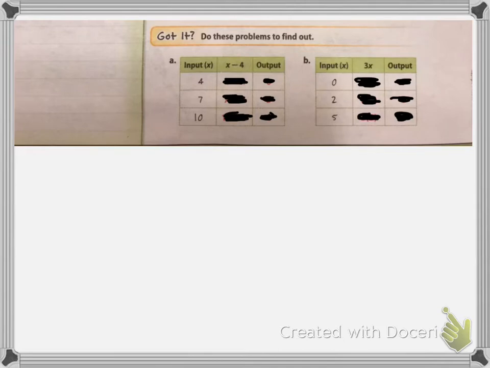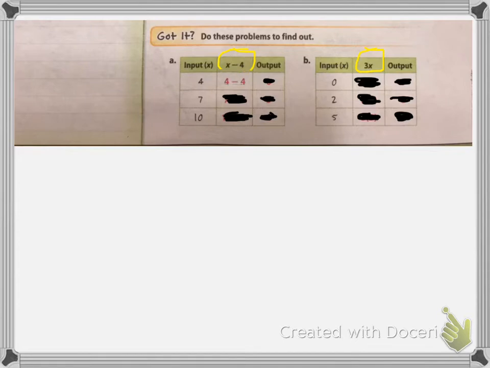The first thing when you're looking at these tables is you want to make sure that you identify the function rule. For the first one, A, the function rule is x minus 4, and for B, the function rule is 3x. So that's essentially the equation or the problem. It's not technically an equation because it's not set up as an equation, but that's where you're going to look for what the problem is and how to work it out. So now you have x minus 4 for A, and the input they want you to put in for x is 4. All you're really doing here is substituting. Wherever you see x, you're going to put a 4.